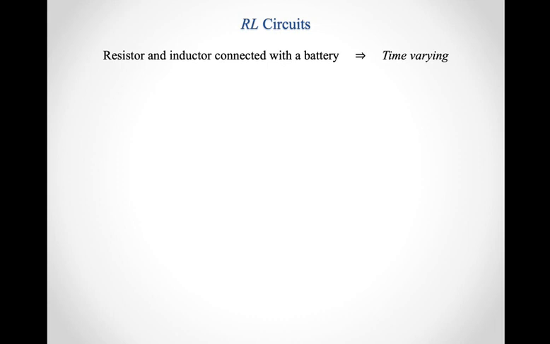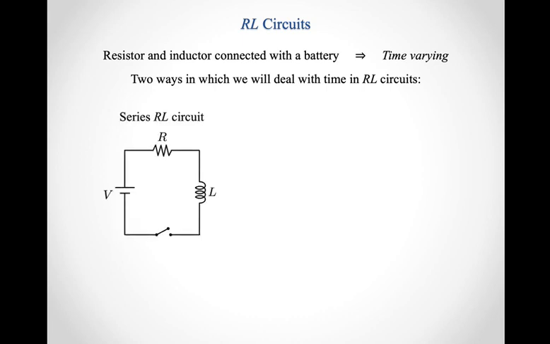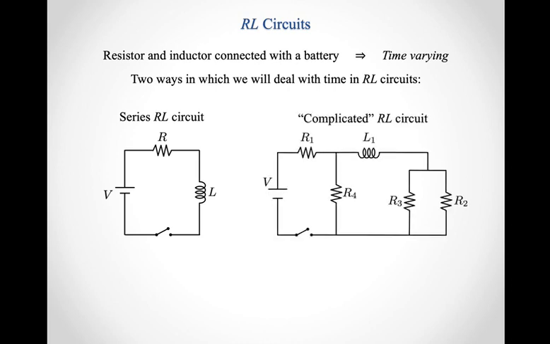And so, of course, there are a couple of ways in which we're going to choose to deal with time for an RL circuit in this course. One way is that we'll deal with what's known as a series RL circuit. It's simply a battery, a single resistor, a single inductor connected in series, and a switch to close the circuit. The other option is we can create complicated RL circuits. But we're going to do the same thing with RL circuits that we did with RC circuits, which is when we have a simple circuit, we can let time be more complicated.